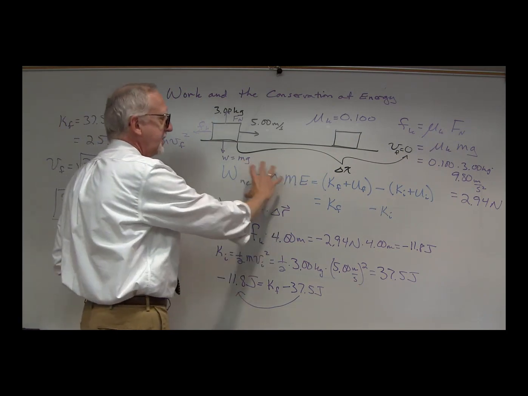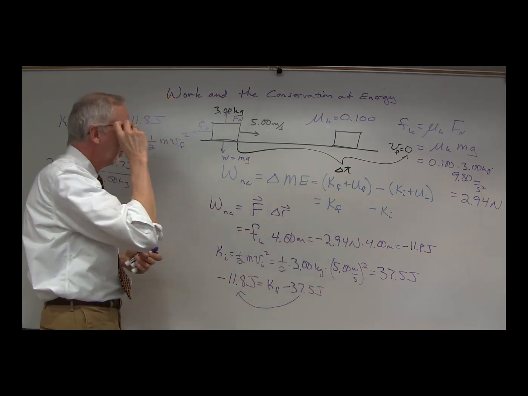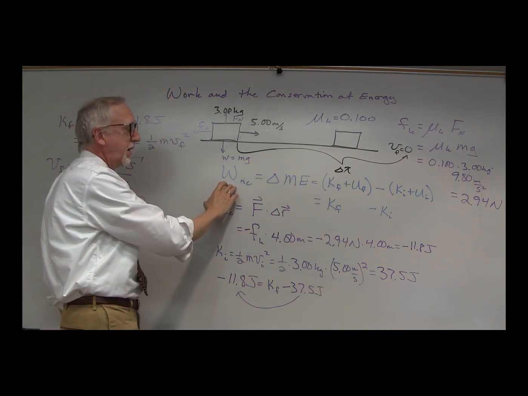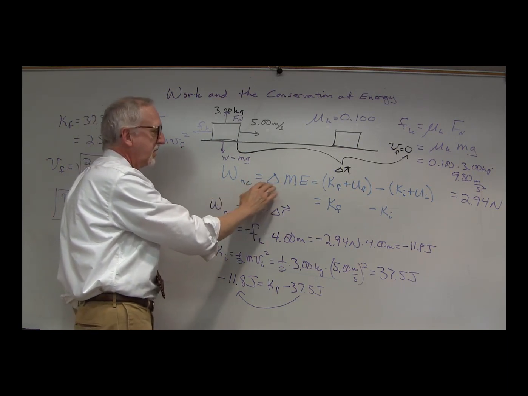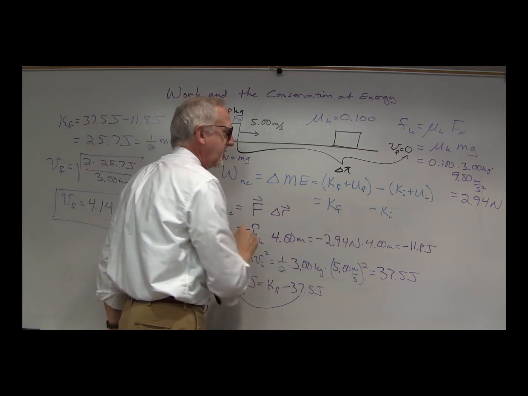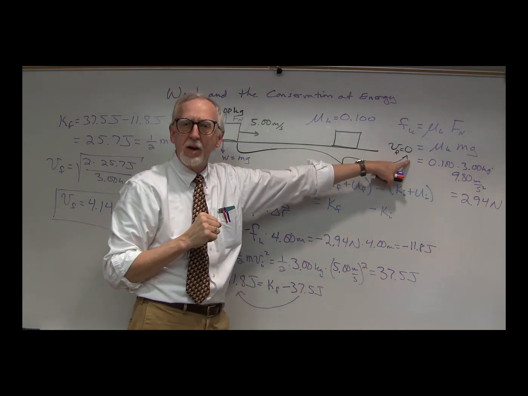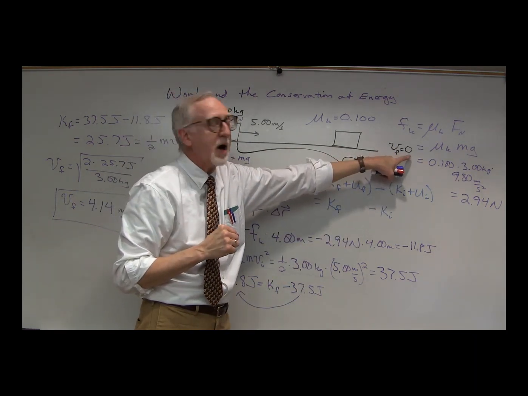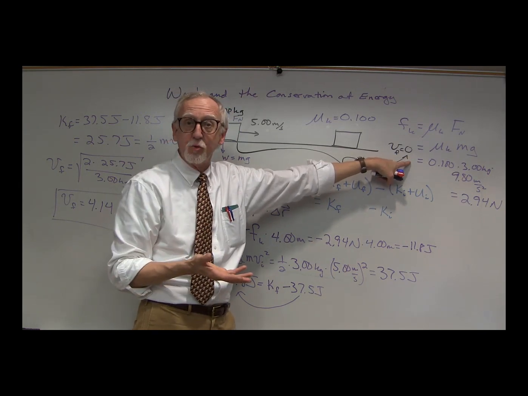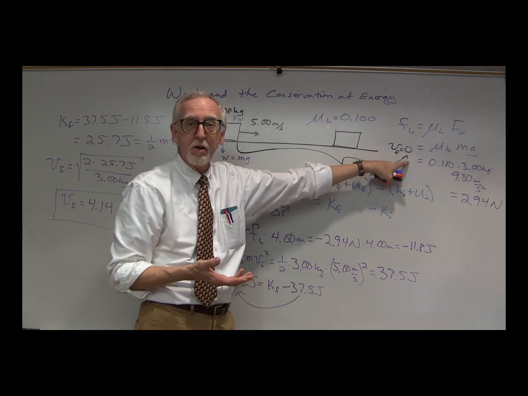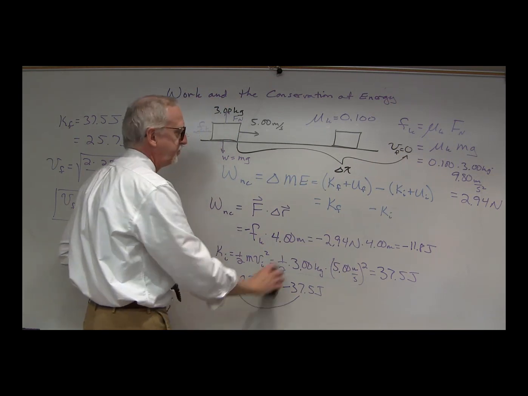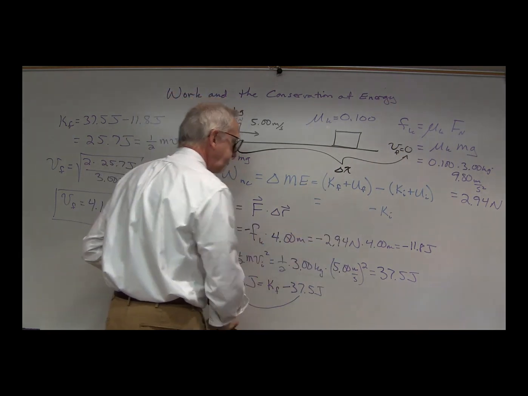Let's come back here and see what can we keep, what can we not keep. We still have the work being done by the non-conservative forces equal to K final minus K initial. But what is K final now in this case? Over here, what is the final kinetic energy? If it stops moving, K is 1/2 m v squared, and if v is 0, K final will be 0. So K final is now 0.